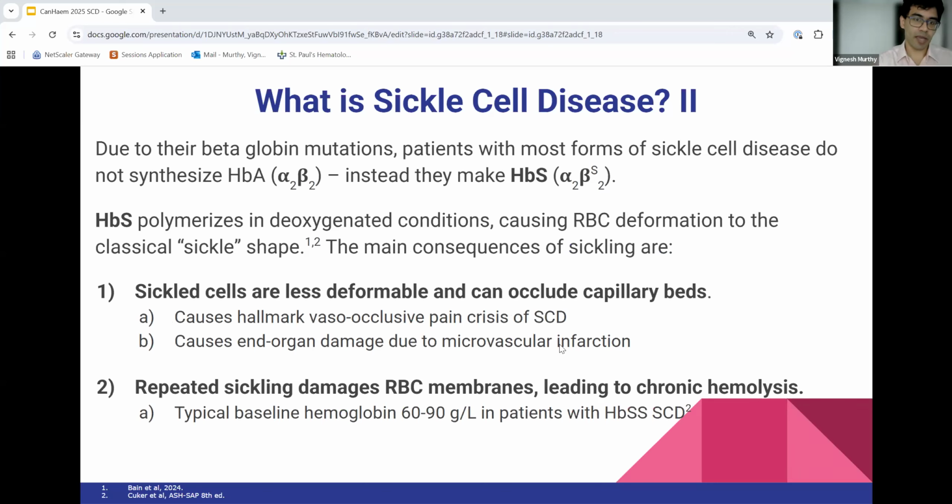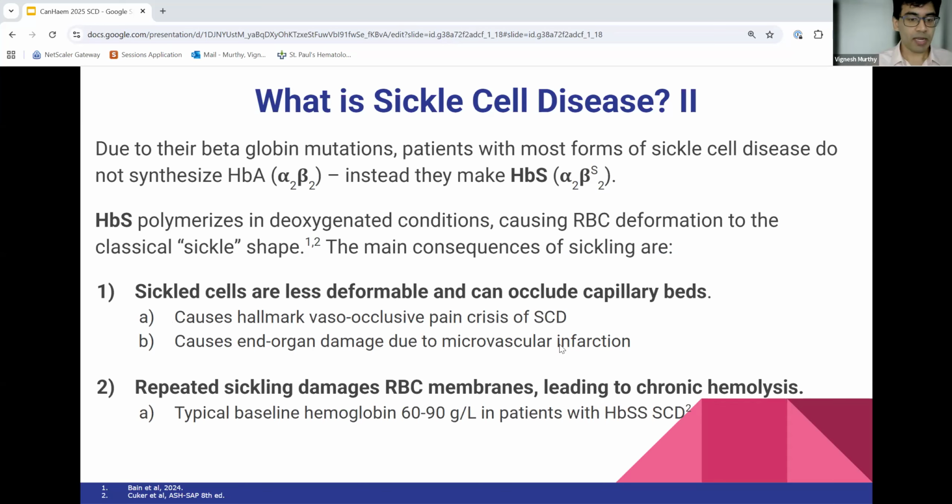So what does that mean for patients? Why is that a problem? Sickled cells, one, are less deformable and occlude capillary beds. So that vaso-occlusion causes, of course, the hallmark vaso-occlusive pain crisis of sickle cell disease. And secondly, end organ damage due to microvascular infarction.